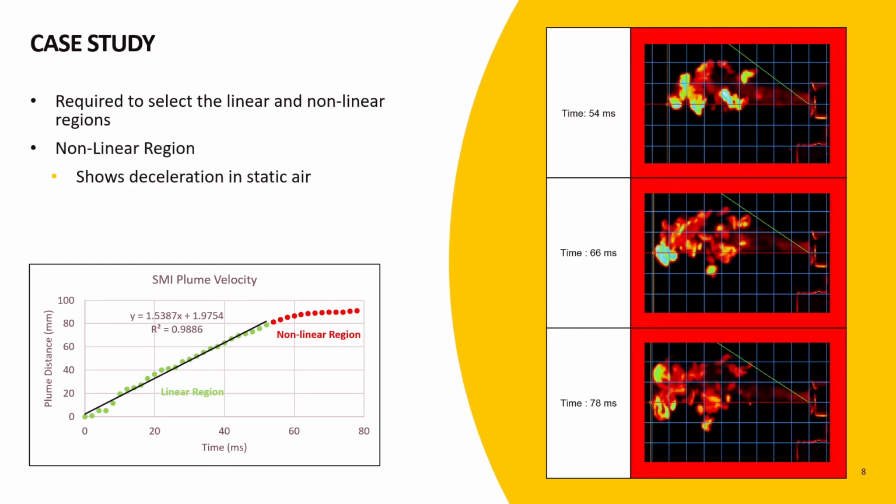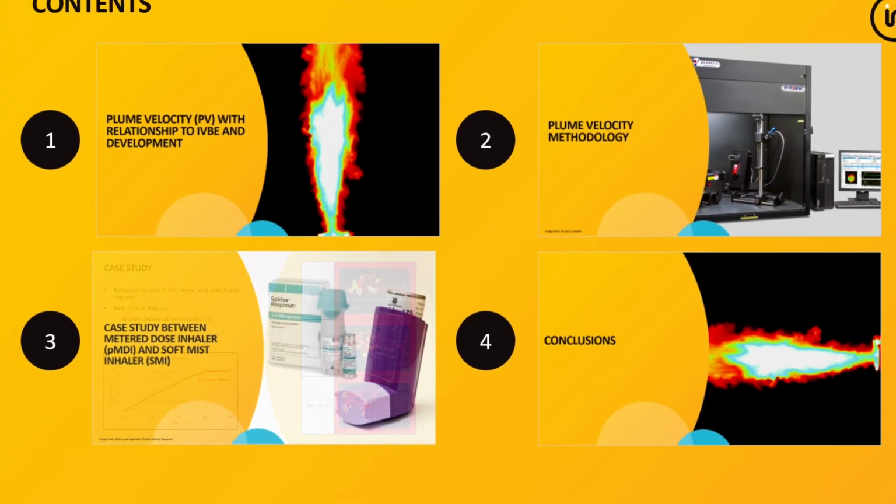However, over time, the plume will start to decelerate in the static air and billow out, which can be observed within the images produced by the spray view. The plume will still be moving across the field of view, but at a slower rate, and these points are not included in the velocity calculation.